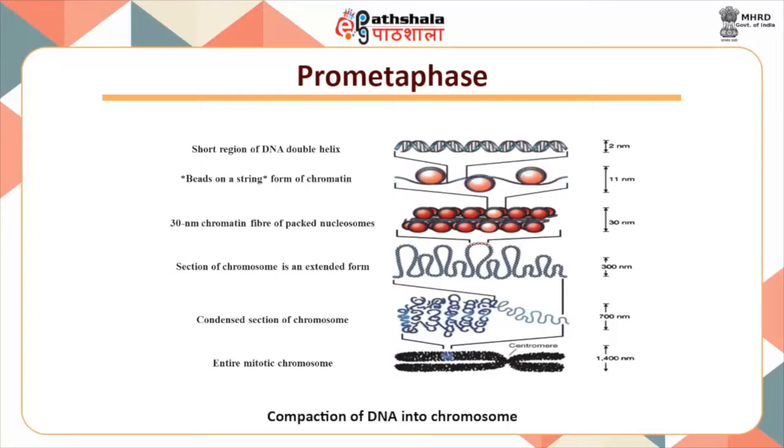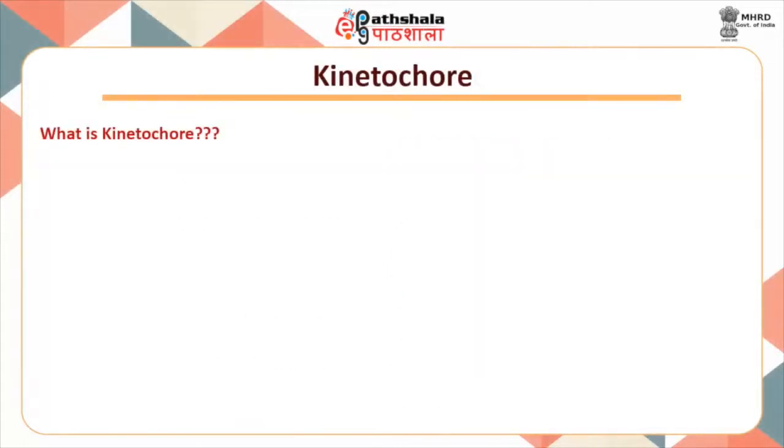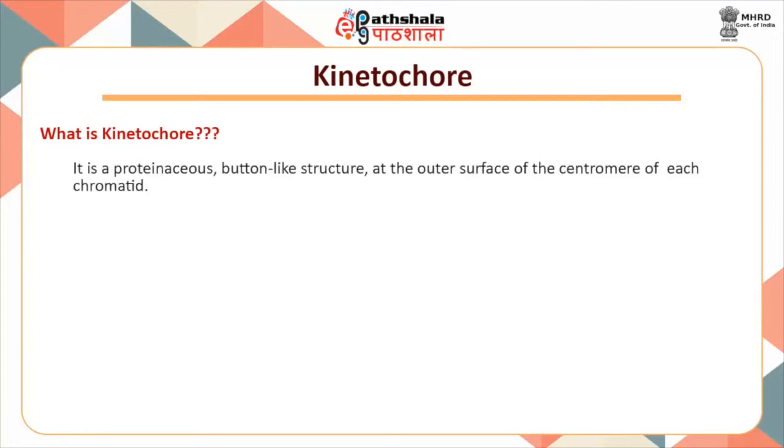Mitotic chromosomes are composed of similar types of fibers, as seen by electron microscopic examination of whole chromosomes isolated from mitotic cells. It appears that chromosome compaction does not alter the nature of the chromatin fiber, but rather the way that the chromatin fiber is packaged. Examination of sections through a mitotic chromosome reveals the presence of a proteinaceous button-like structure that is called the kinetochore.